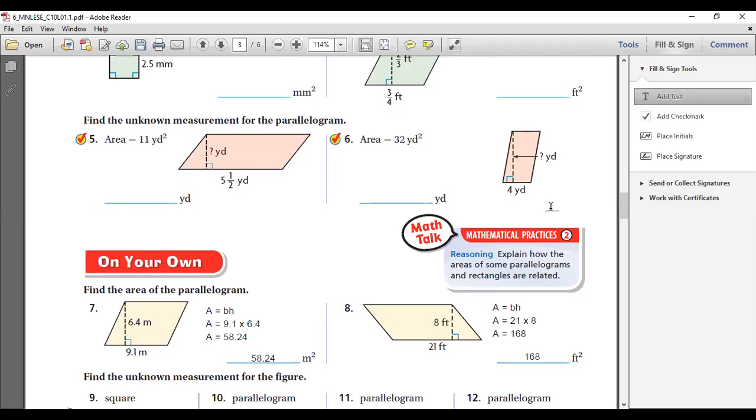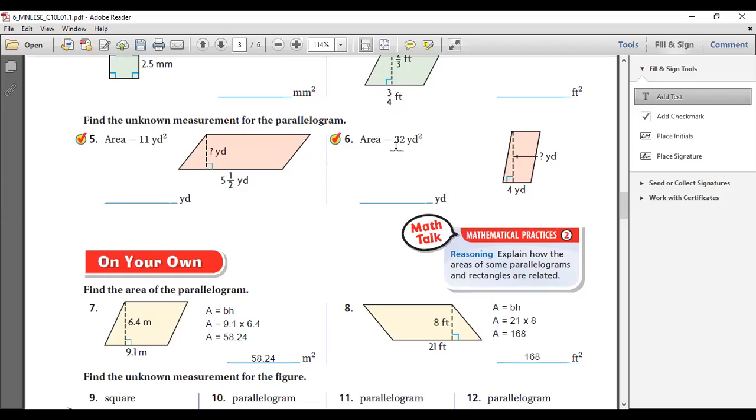So either they will give you the base or they will give you the height, and they will of course give you the area. You have to find out the missing number, the missing measurement. So let me start with question number 6 because I don't want to confuse you with question number 5. So let me start with question number 6.